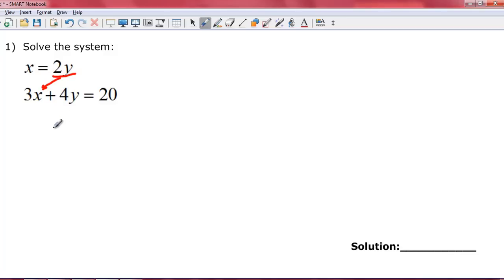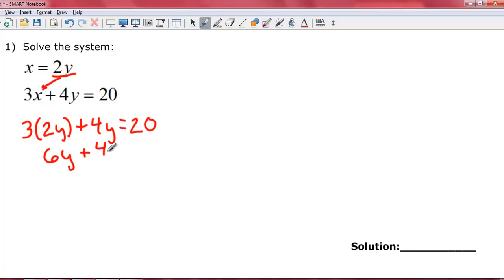So when we do that, we get 3 brackets. When you substitute in, you always want to put the term in brackets, or terms if it's more than one, plus 4y equals 20. And the whole point of the substitution is now we have an equation that only has y's in it. So we can solve for y by multiplying 3 times 2y is 6y plus 4y equals 20.